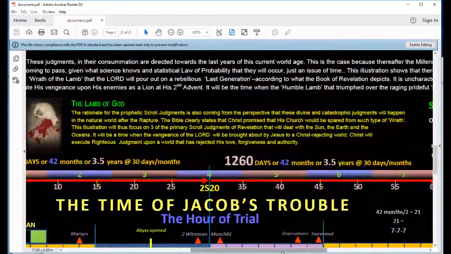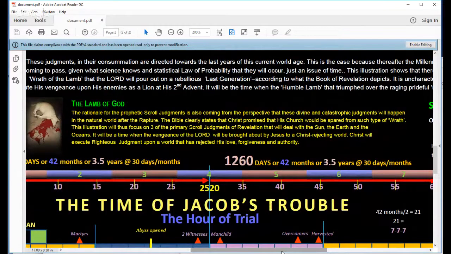It says the rationale for the prophetic scroll judgments is also coming from the perspective that these divine and catastrophic judgments will happen in the natural world after the rapture. The Bible clearly states that Christ promised that his church would be spared from such wrath. This illustration will thus focus on three primary scroll judgments of Revelation, because he has lots of charts, that deal with the sun, the earth, and the oceans.